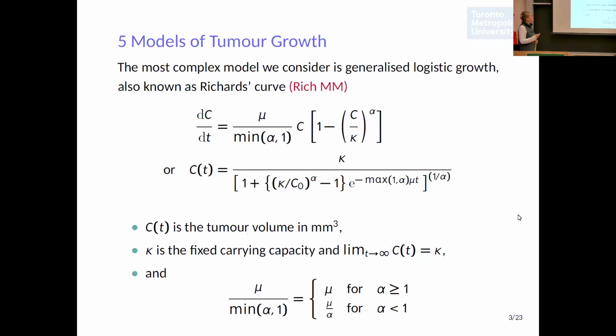So we're going to start with the most complex model first. So this is what we call the Richardson's curve. This is generalized logistic growth, but here we have the minimum of alpha, which is this parameter here, or 1. And I'll show you a bit why we use Richardson's curve, because it's a little bit more nicely behaved than regular generalized logistic. Of course, then we look at the simplifications of all of these models.